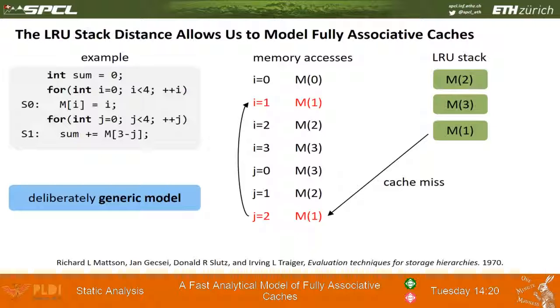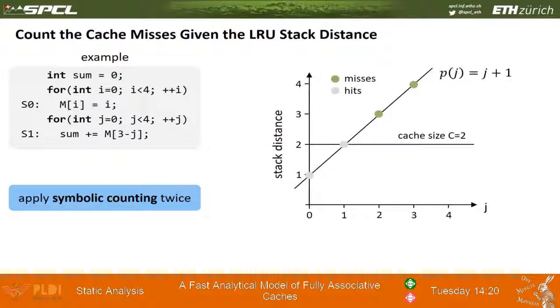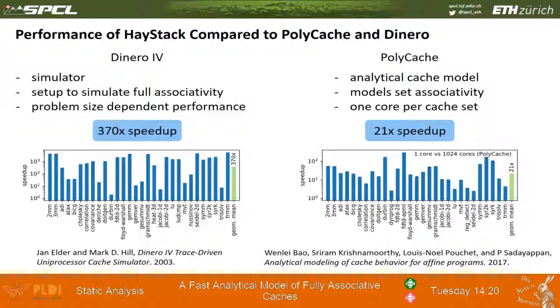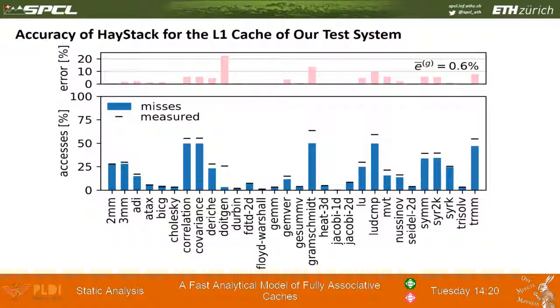It counts the number of distinct memory accesses since the last access of the same memory location. All memory accesses with a stack distance larger than the cache size are misses. Symbolic counting techniques allow us to count hits and misses without simulating the full program execution. For a wide range of compute kernels, we provide results within seconds and clearly outperform alternative approaches. At the same time, the results are accurate compared to performance counter measurements.